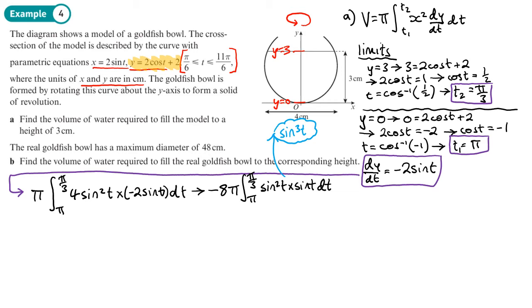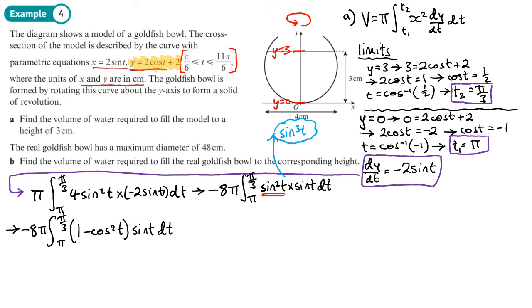This is what we do with odd powers. We split it up like this. The reason we do that is because the sine squared t I'm going to replace with 1 minus cos squared t. It's going to enable me to integrate it. So I'll just go over here. So minus 8 pi over 3 pi, and then I'll have 1 minus cos squared t sine t.